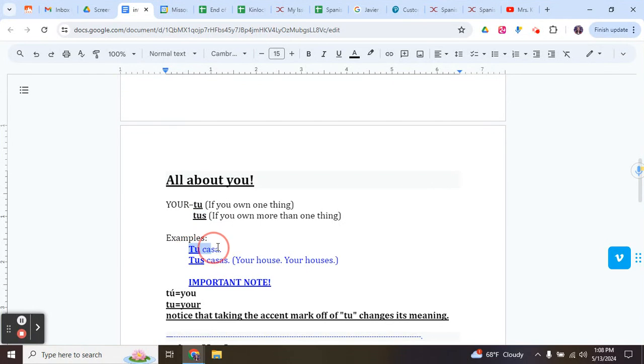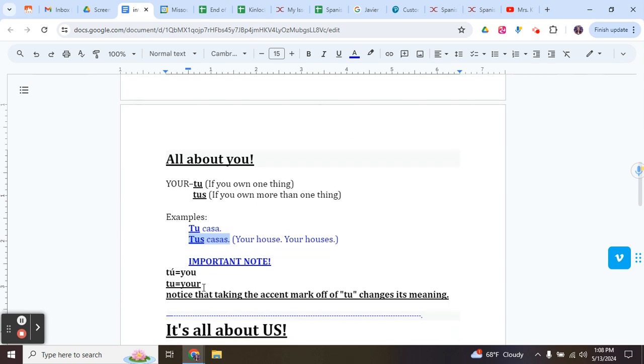So if I say tu casa, that means your house. And if I say tus casas, that means you have more than one house. So that's your houses. Okay? Now, I really want to point out tú with an accent mark means you. Tu without an accent mark changes the word completely to your.